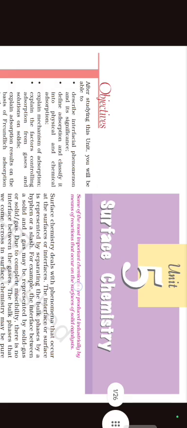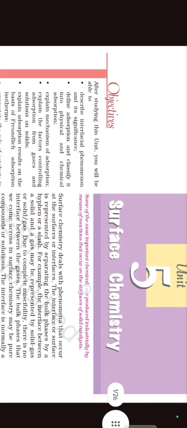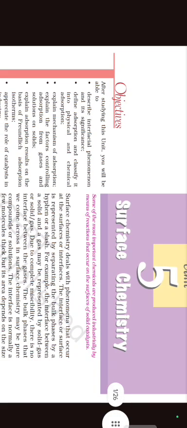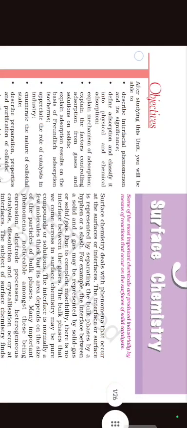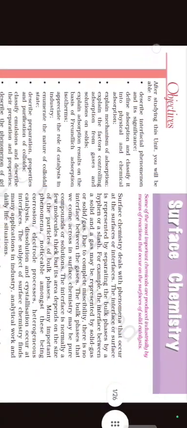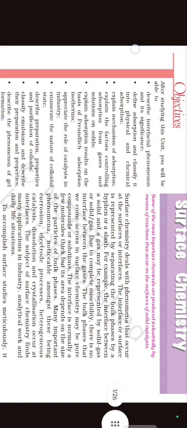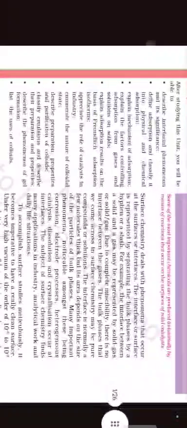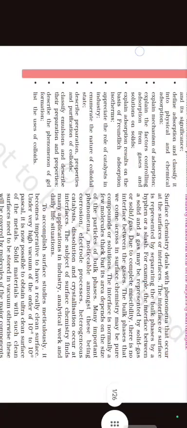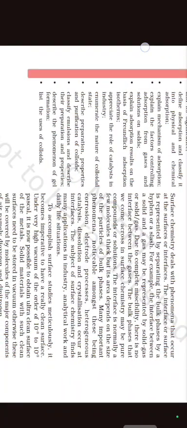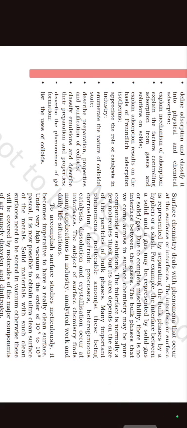Objectives. After studying this unit, you will be able to describe interfacial phenomenon and its significance, define adsorption and classify it into physical and chemical adsorption, explain mechanism of adsorption, explain the factors controlling adsorption from gases and solutions on solids, explain adsorption results on the basis of Freundlich adsorption isotherms, appreciate the role of catalyst in industry, enumerate the nature of colloidal state, describe preparation, properties and purification of colloids, classify emulsions and describe their preparation and properties, describe the phenomenon of gel formation, list the uses of colloids.